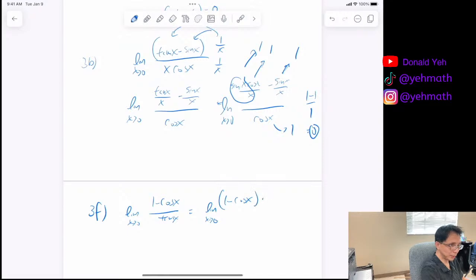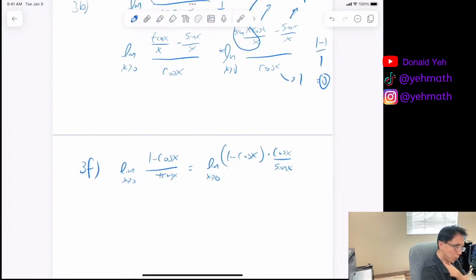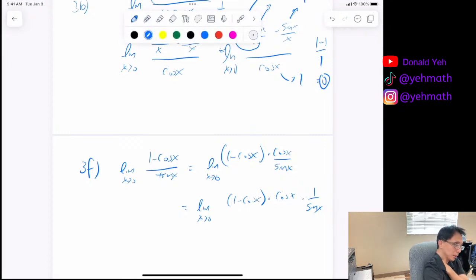So multiply by cosine of x over sine of x, because tangent moved to the top, it becomes cotangent. And cotangent changes to cosine of x over sine of x. Then I can split this even more. Right? Now, what happened? This question is very cool.